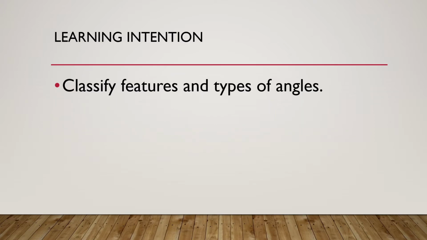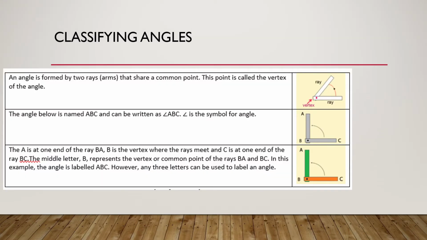Today our learning intention is to classify features and types of angles. Last lesson we looked at types of angles such as acute angles, right angles, and straight angles. Today we're going to have a look at the features of each angle. Classifying angles is another way of saying labeling angles.